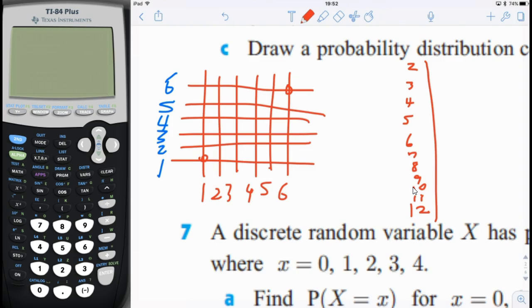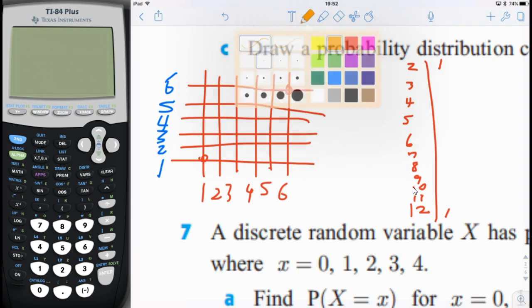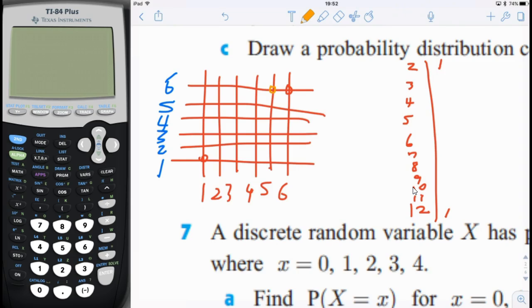Okay, and then in between, you are going to have a number of different ways to sum up to each number. How many ways are there to sum up to 2? Just 1. How many ways are there to sum up to 12? Just 1. How many ways to sum up to 11? Well, it could be 6 plus 5, or it could be 5 plus 6. So that total is 2, right? By coincidence, the number of ways you could sum up to 3 is 2 plus 1 and 1 plus 2. It's also 2.